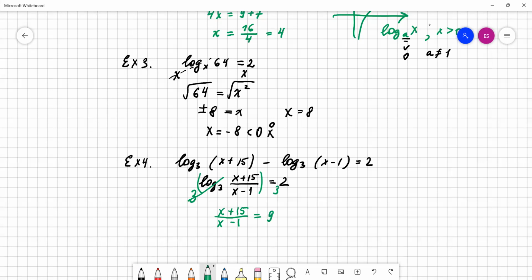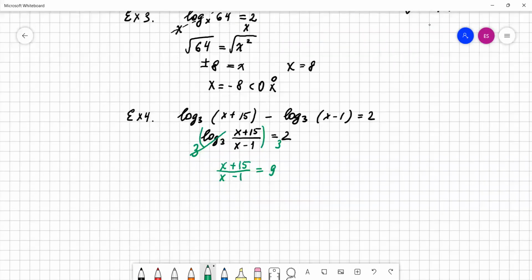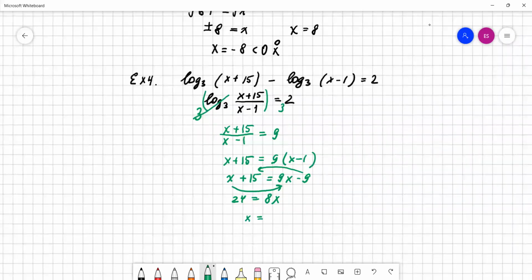Now we just need to solve it. I'm going to multiply my equation by x minus 1, and I'm going to get x plus 15 equals 9 times x minus 1. So x plus 15 equals 9x minus 9. Well, I can move this x over here and this minus 9 over here. So 15 plus 9 is going to give me 24. And here 9x minus x, when x crosses through the equal sign, it changes the sign, gives me 8x. Or x is going to be equal, if we divide by 8 here and here, to 3.